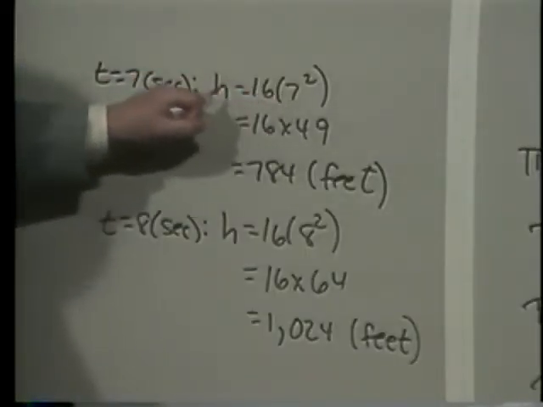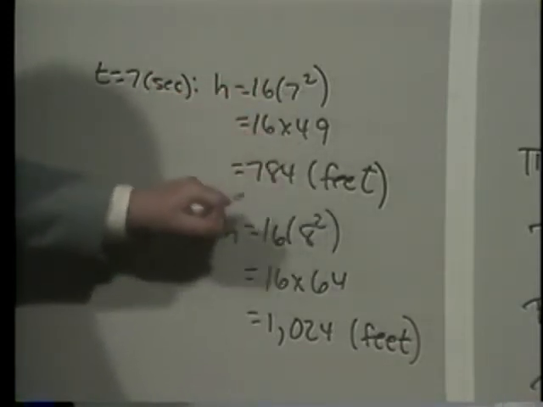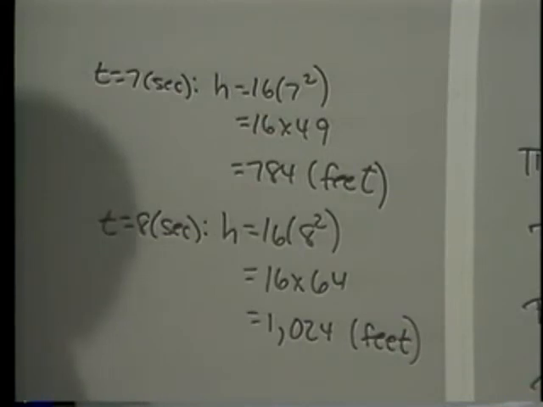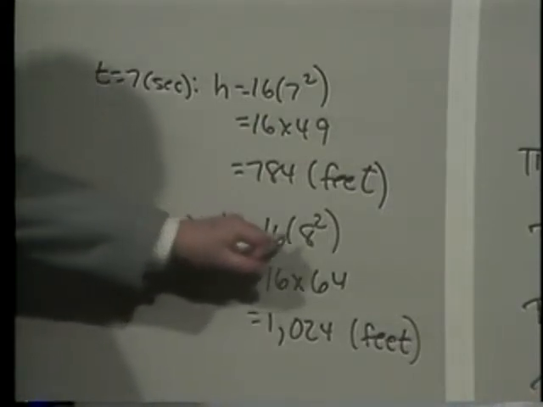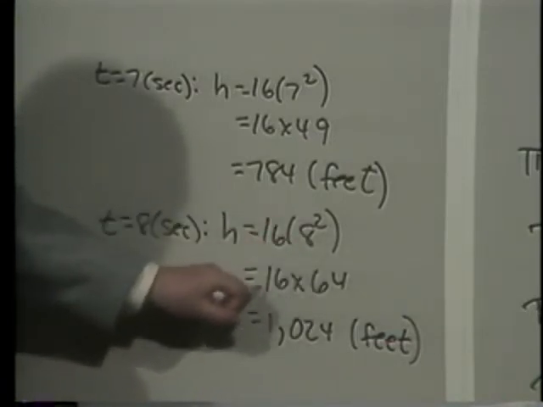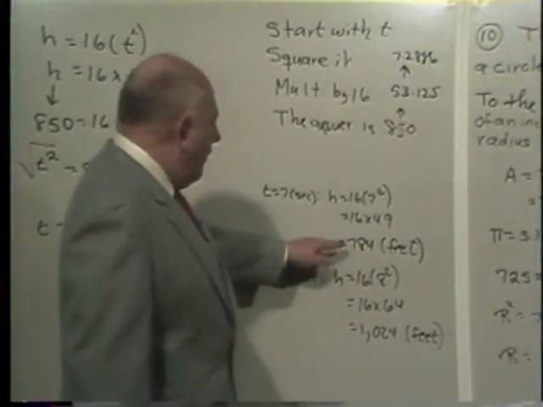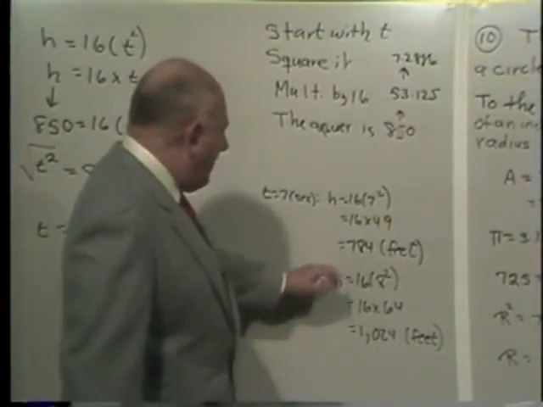Replace t by 7, that gives you 16 times 7 squared. That's 16 times 49, which comes out to be 784 feet. And sure enough, the thing hasn't fallen the 850 feet yet. Now you try 8 seconds. If I replace t by 8 in 16t squared, 8 squared is 64. 64 times 16 is 1,024. So that tells me what? The object hasn't hit the ground in 7 seconds.